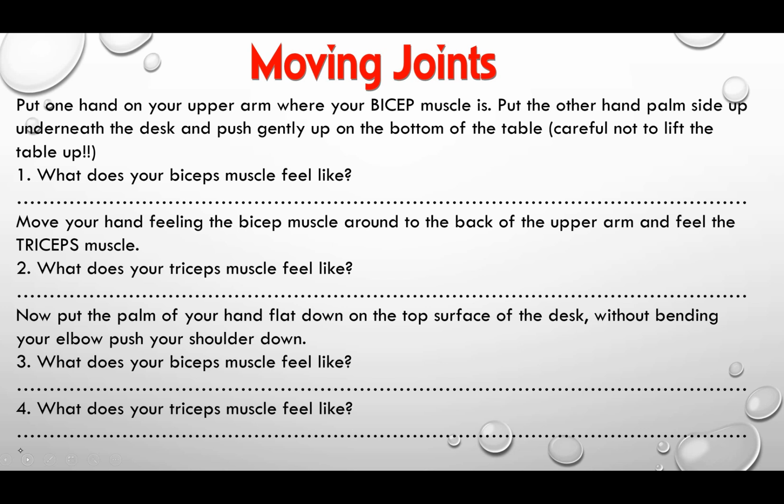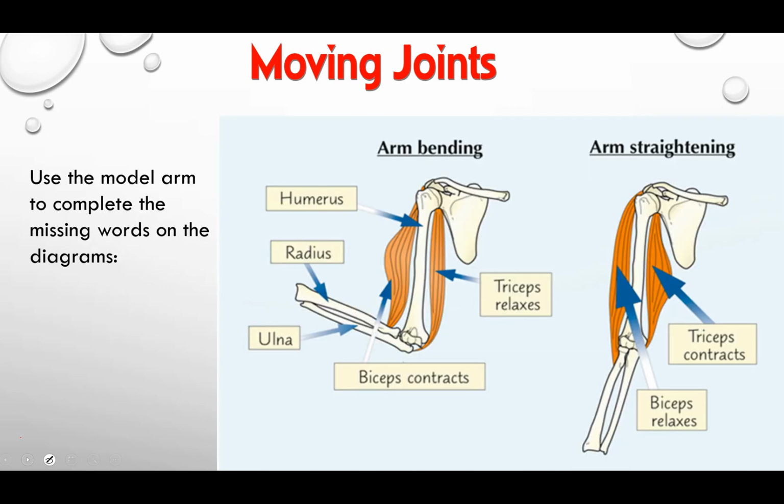Now if you put the palm of your hand flat down on the top of the desk, without bending your elbow, push your shoulder down. Your biceps now feel soft, and it's your triceps that feel hard. So I need you to fill in these missing words for me, please. So the biceps to begin with feel hard, they've contracted. The triceps feel soft. Then we do the opposite. The biceps feel soft, they're relaxed, and the triceps feel hard.